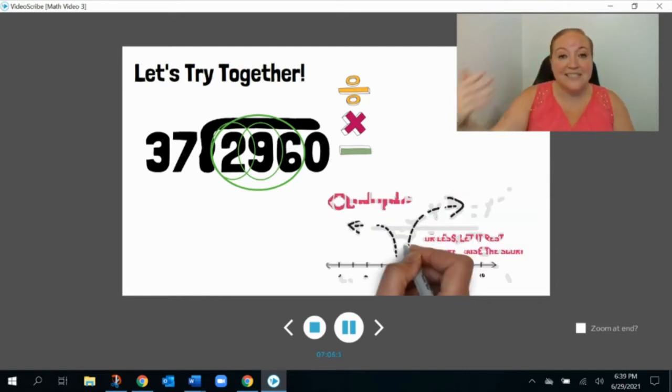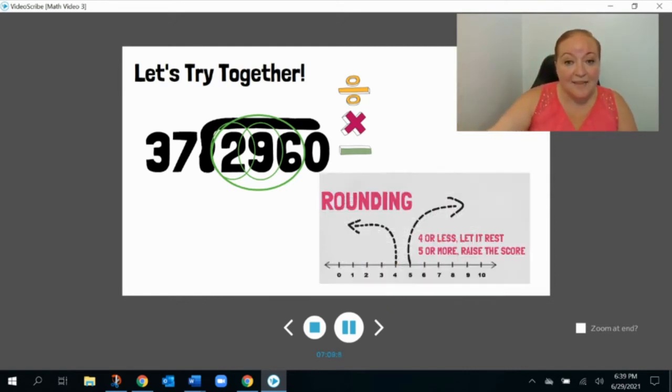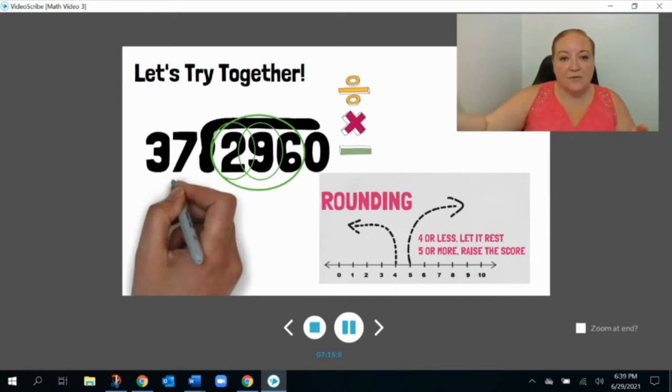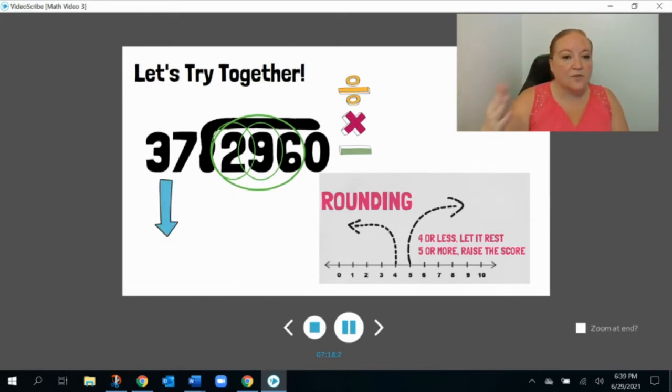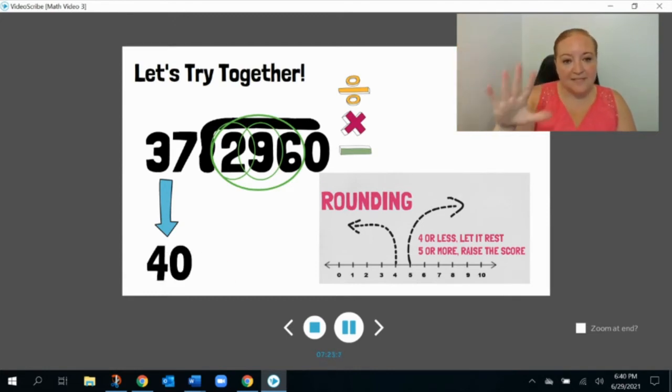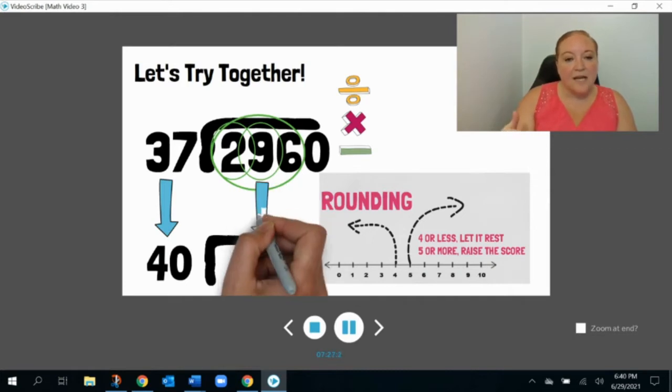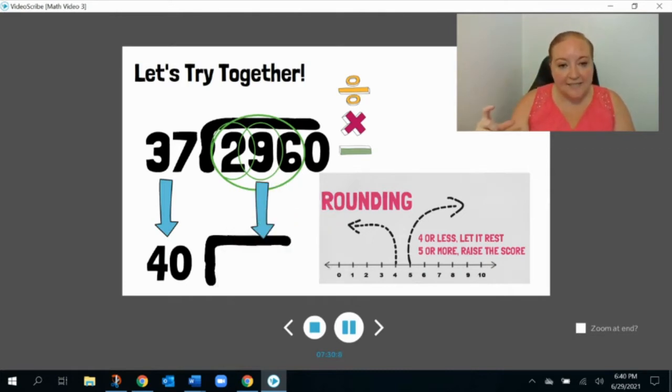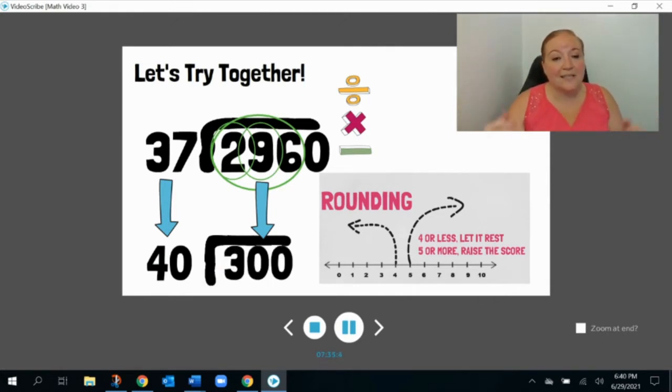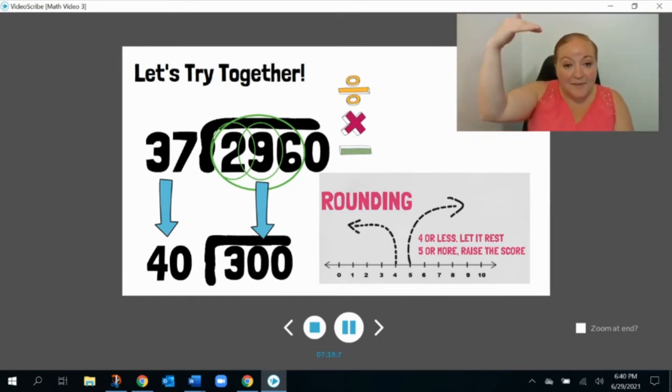So I'm going to use a skill that we talked about last time, and that was rounding. I'm going to use rounding to estimate how many times 37 goes into 296. So 37 goes up to 40. That's right, because the 7 is more than 5. Remember, we worked on that last time. And then the 296, yes, it goes up to 300. Absolutely, because we're looking at the biggest place value there. And we go up to 300.